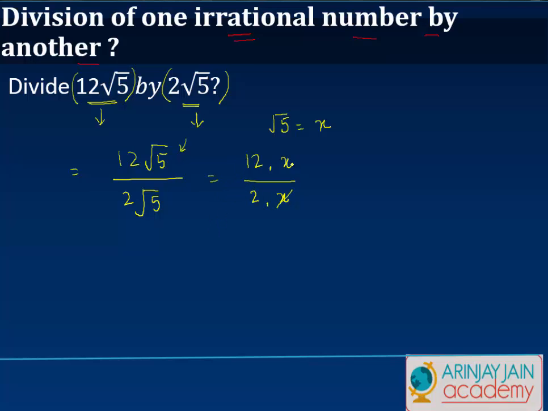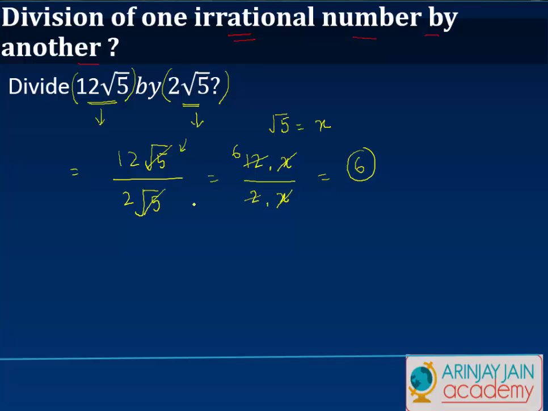You would just simply cancel out these two because they are common. The same thing we do over here also. We just cancel out root 5 with each other. And then we would have actually divided 12 by 2, which gives us 6. And that is the answer.